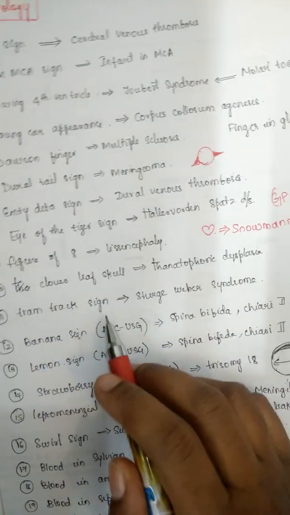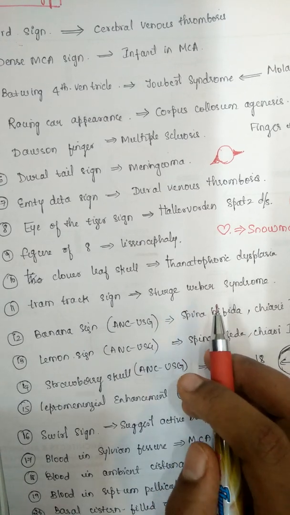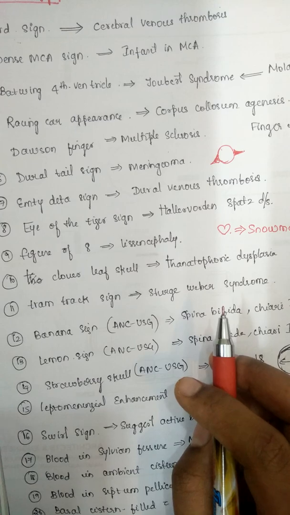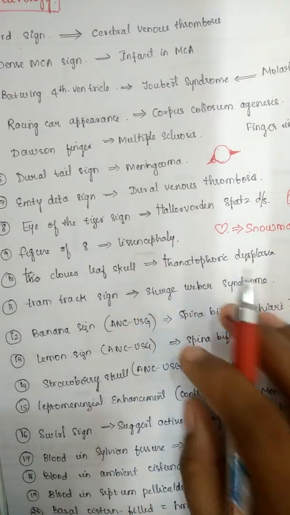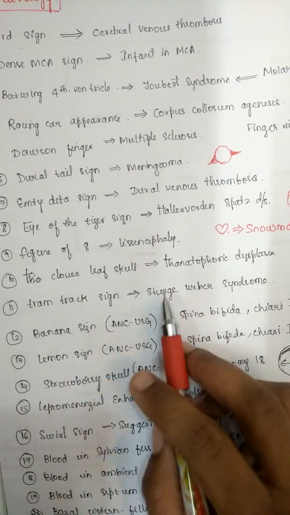Okay. Next is the tram track sign. Tram track sign is seen in Sturge-Weber syndrome. It is mainly due to gyriform cortical calcification occurring in the cortex. This leads to the Sturge-Weber tram track sign.